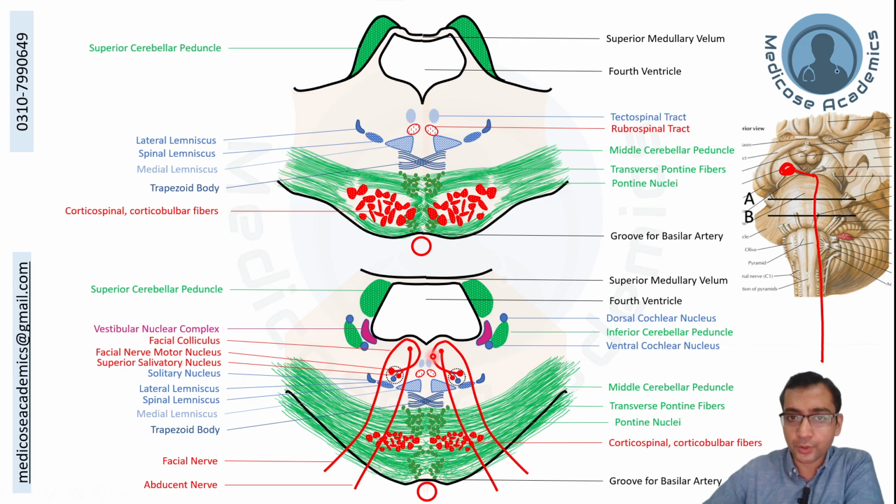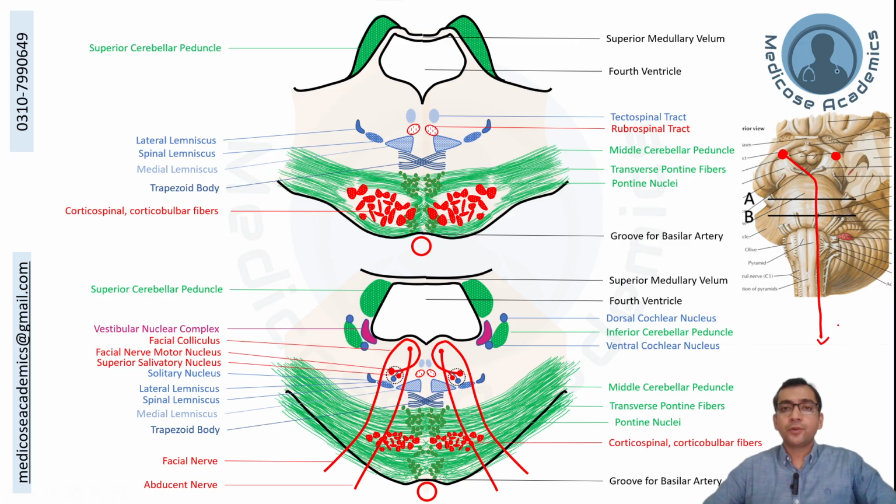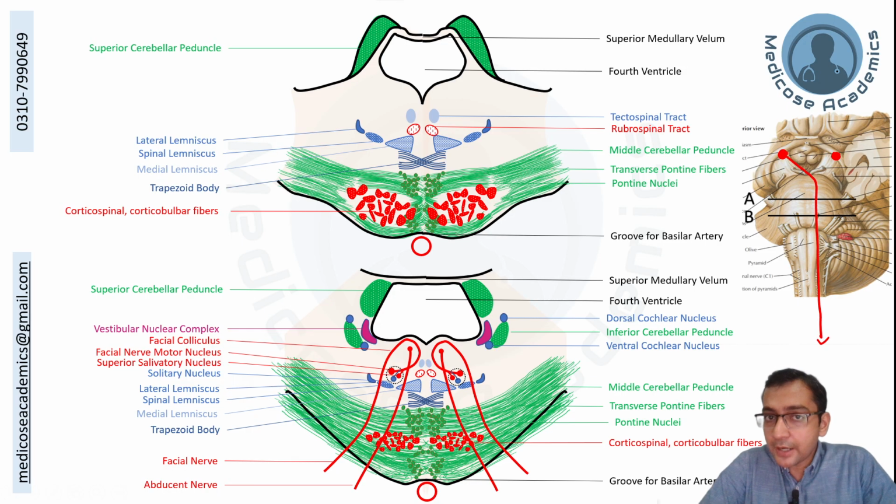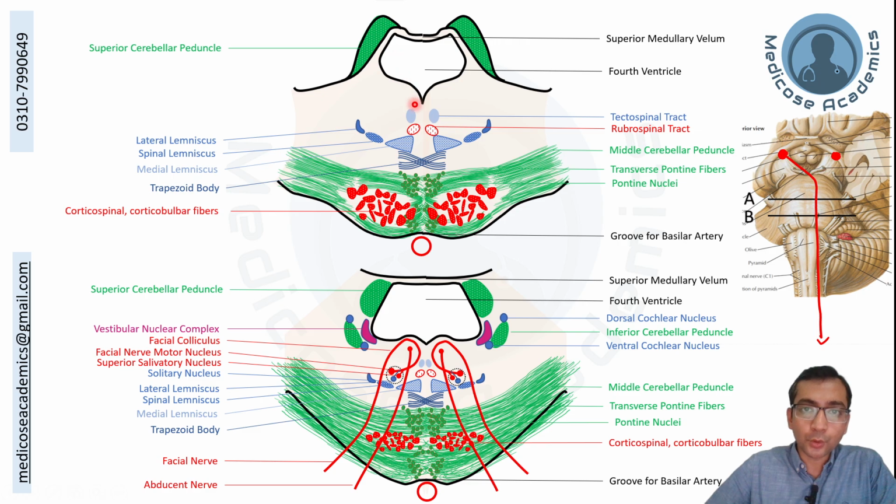Then there is the tectospinal tract. The tectospinal tract is another crossed pathway, and it starts from the superior colliculus in the back. It's not visible from the front. The fibers from the superior colliculus cross the midline and go down in the anterior white column, and it is for the visual reflexes. When you see some light and you turn towards it, that is due to the tectospinal tract.